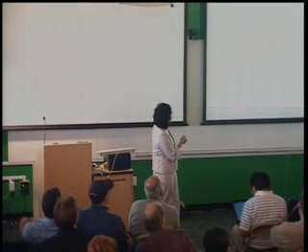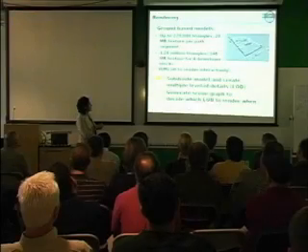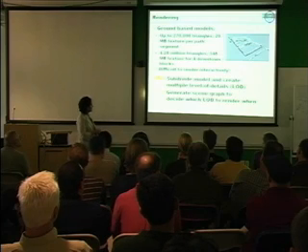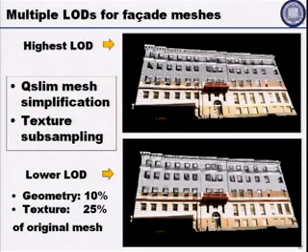Anyway, so the ground-based models, per path segment, have roughly 270,000 triangles, or 20 megabytes of texture. So many million triangles for 4 downtown blocks, about 4 million, and 400 megabytes of texture. So these are all difficult. So you have to build what's called levels of detail and generate scene graphs to do that. And sure enough, we applied techniques like QSlim to go from something that was more high resolution like this, to something that was low resolution. Here, the geometry is 10% of this one, and texture is 25% of the original.